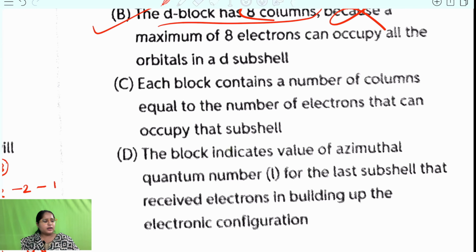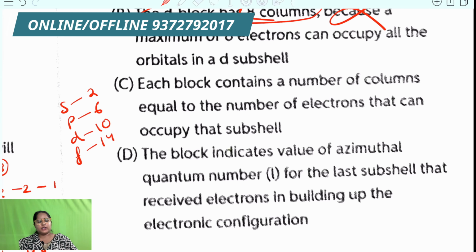Next, C: each block contains a number of columns equal to the number of electrons. There is a concept actually. Each block contains a number of columns equal to its number of electrons. Like S, how many maximum electrons? 2. Those who don't know, note down: P maximum 6, D maximum 10, F maximum 14, and these electron numbers are equal to their columns.